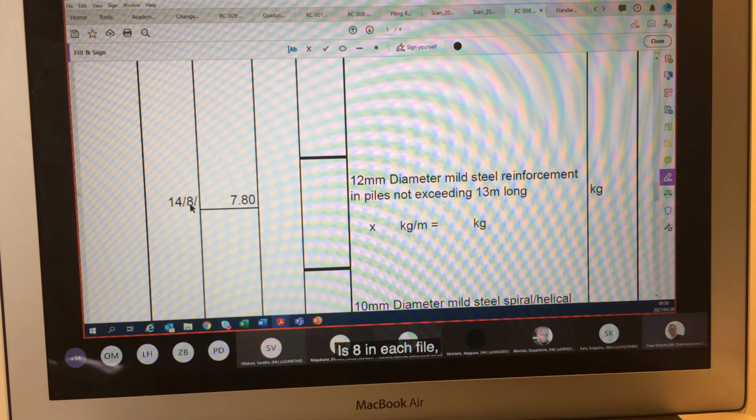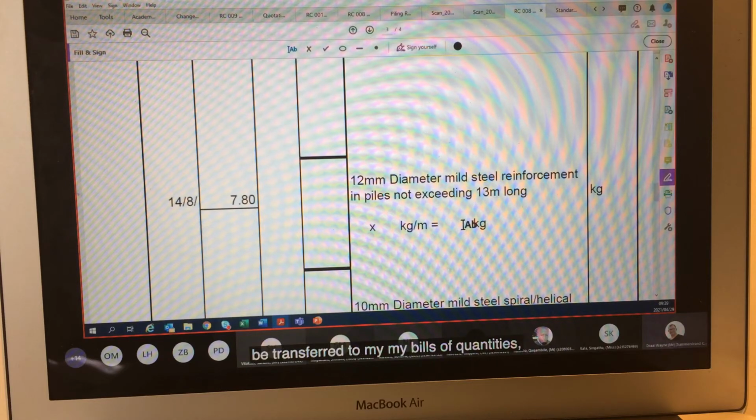There's 8 in each pile, and I have 14 piles. Whatever that value is over here would then be multiplied by the weight per meter, and the tonnage would then be transferred to my bills of quantities or my abstract form, which I would use first. So I have 12 millimeter diameter, mild steel, not exceeding 13 meters long. I have 7.8 meters as per my legend, and I have 8 per pile, and I have 14 piles.